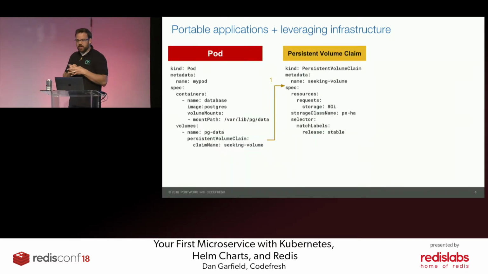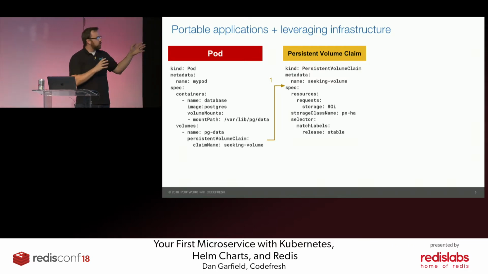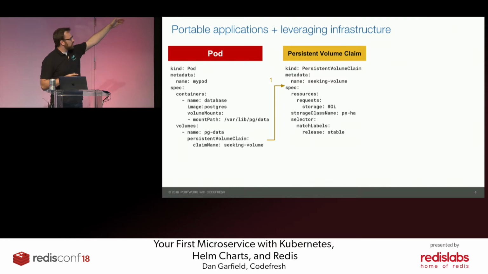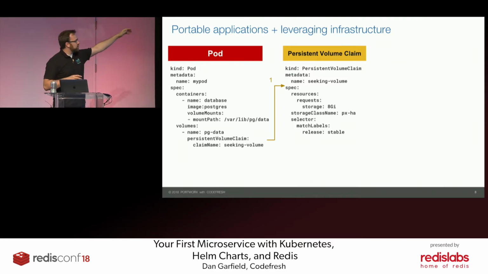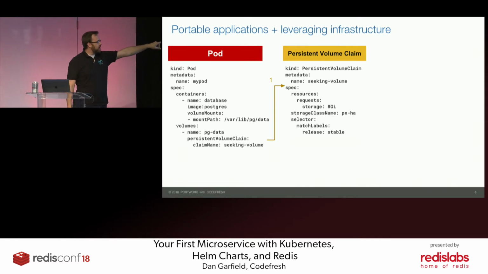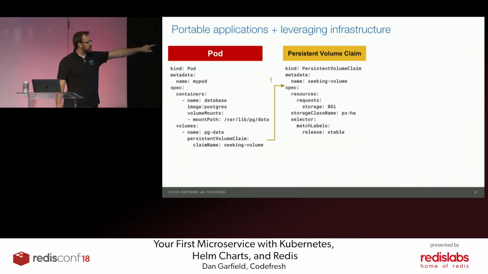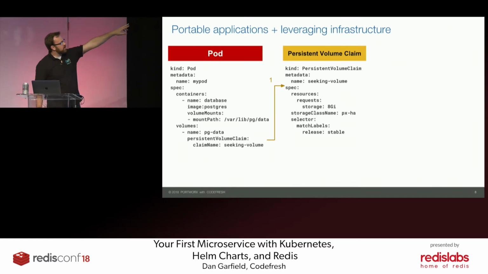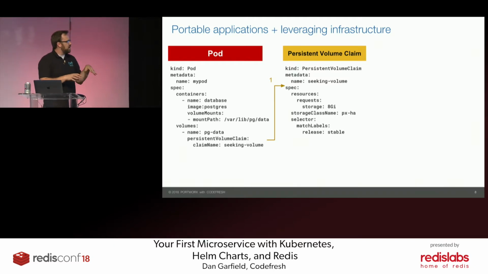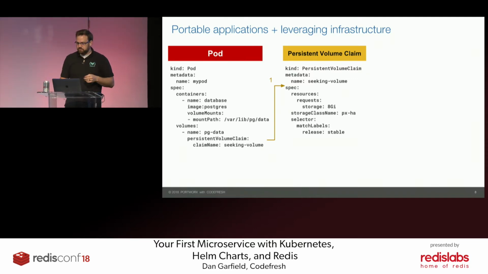So what it looks like, and this is an example of a Kubernetes configuration file, we have here the pod configuration. You can see there's this volume claim where we say, I want to have a persistent volume, and this is the name of the claim. It's seeking volume, okay? Then over here I have my persistent volume claim. It's named seeking volume, and it says resources. It says, look, I just need 8 gigs, and I want it to come from this specific storage class. And I'm going to talk about the storage class in a second.